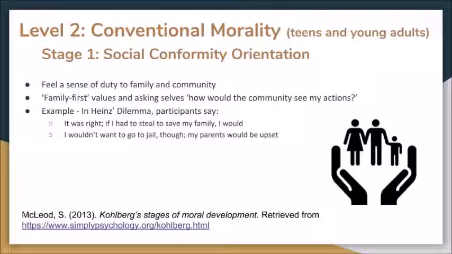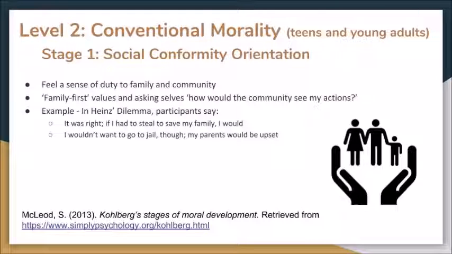Now we are in level 2, conventional morality, that includes teens and young adults. The first substage of this deals with social conformity orientation. Here, people are concerned with how others are viewing their actions. They feel a sense of duty to their family and community to uphold their expectations and avoid guilt.